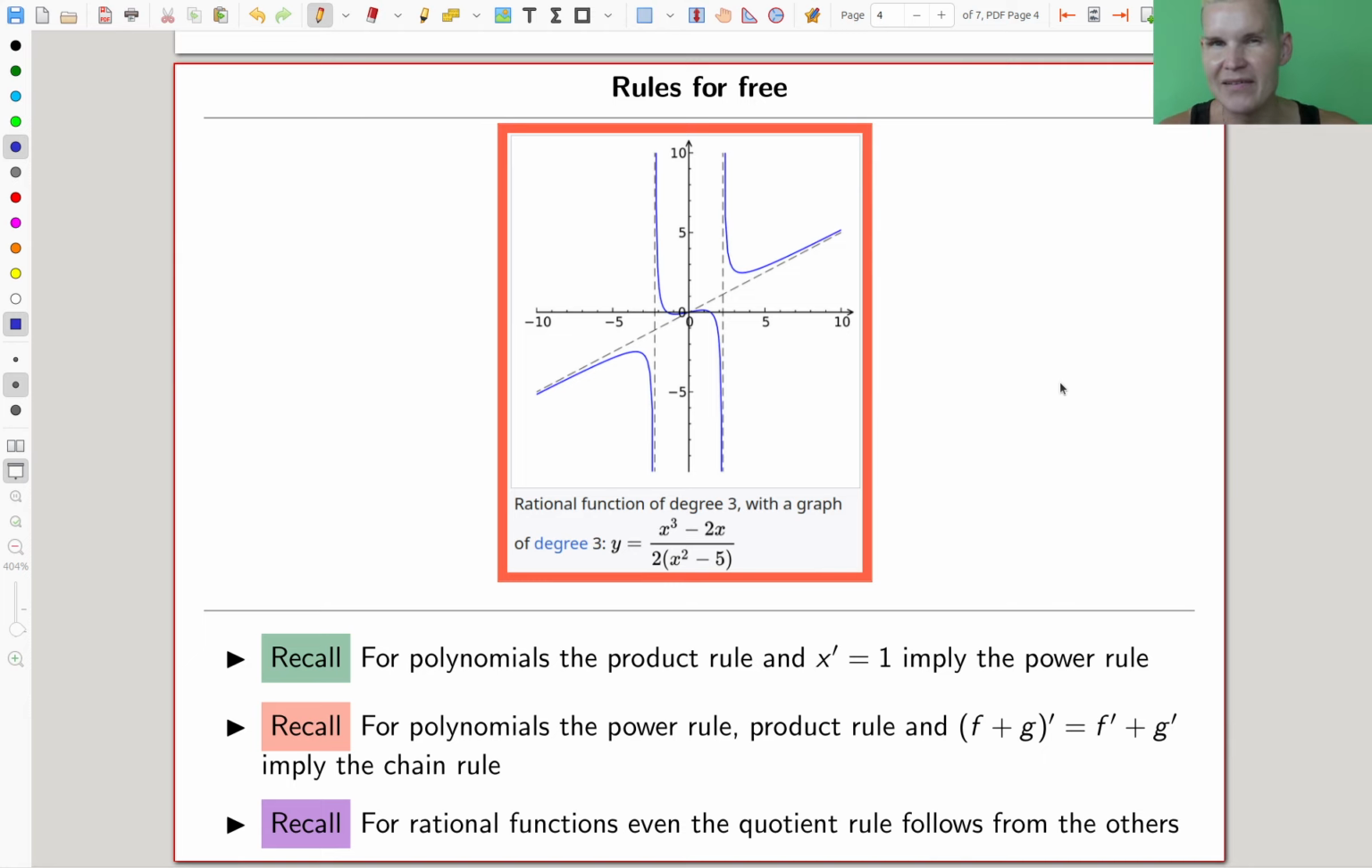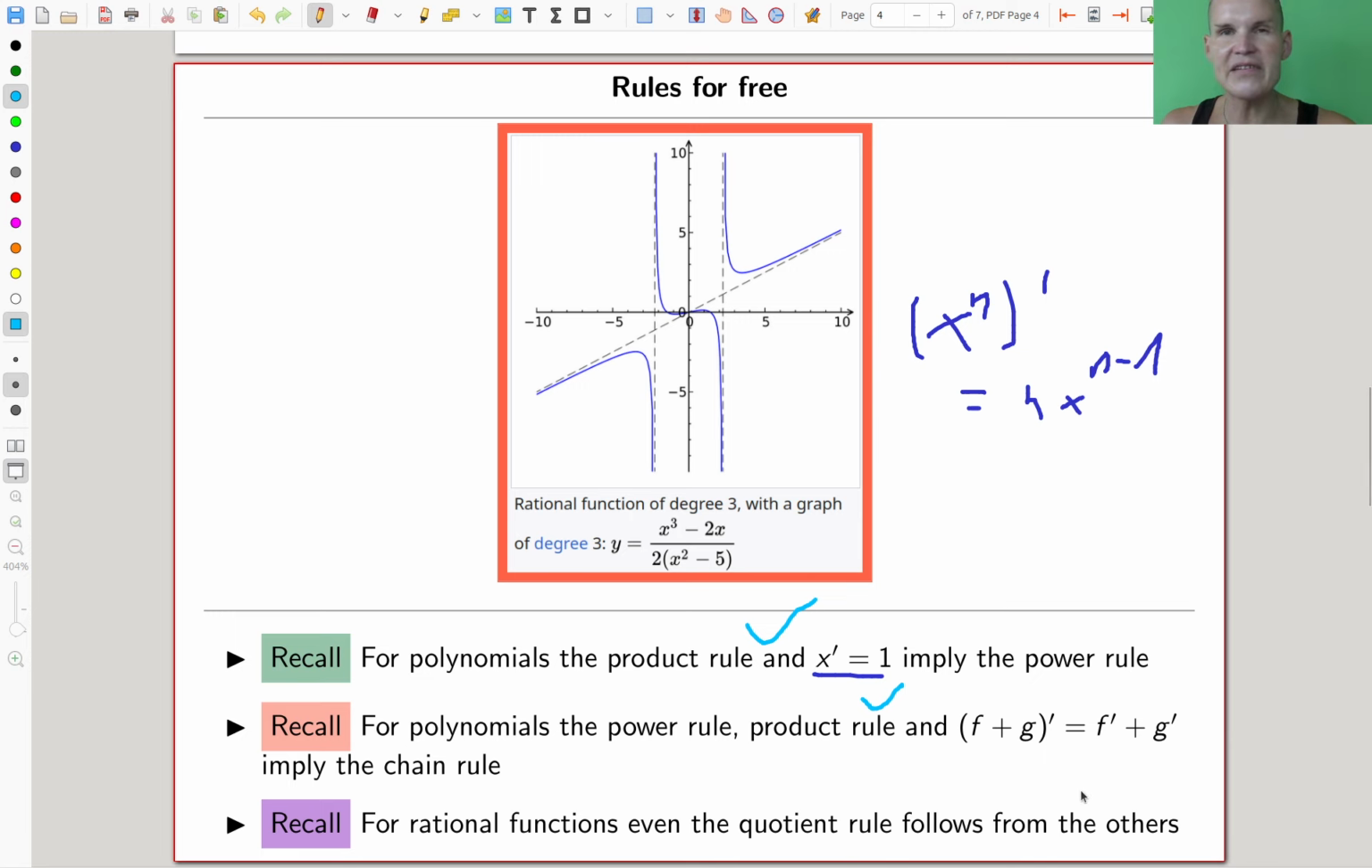And you realize that you get a lot of things for free just from the product rule. The product rule is like the main player. So for polynomials, the product rule and kind of a starting condition imply the power rule. So the power rule is whatever, x to the n, prime, is n x to the n minus 1. That's the power rule. That actually follows inductively if you know the product rule. So the product rule is good. Product rule, we like that one. Okay, so now we have the power rule. And we have the product rule, we like that.